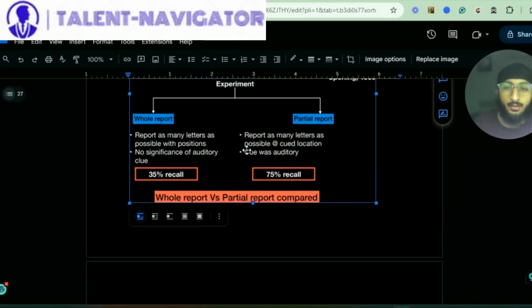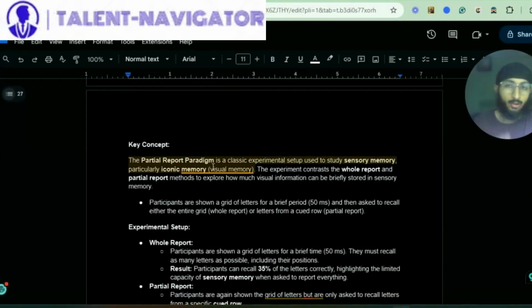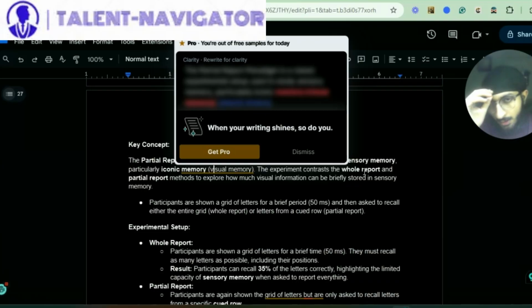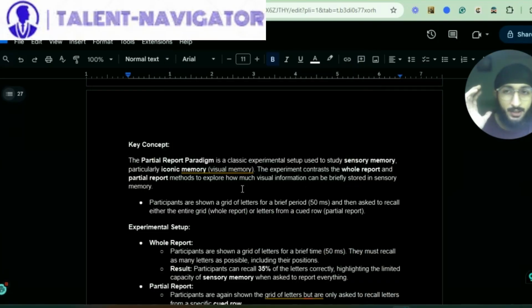This is the experiment that occurred, and the concept was that the partial report paradigm is a classic experimental setup used to study sensory memory, particularly iconic memory, visual memory. The experiment contrasts the whole report and partial report methods to explore how much visual information can be briefly stored in sensory memory. Participants are shown a grid of letters for a brief period, 15 milliseconds, and then asked to recall either the entire grid, whole report, or letters from a queued row, partial report.